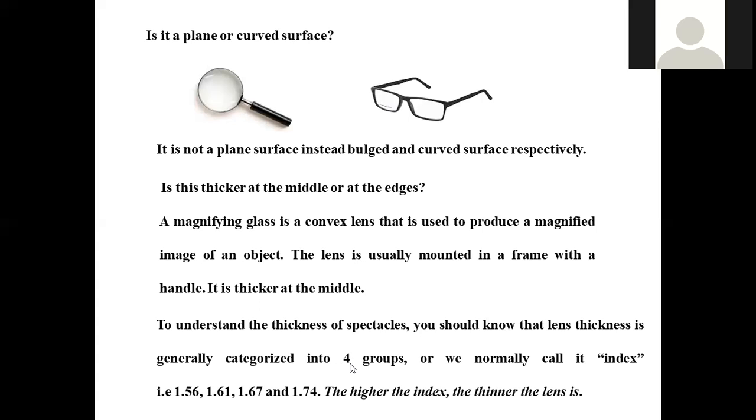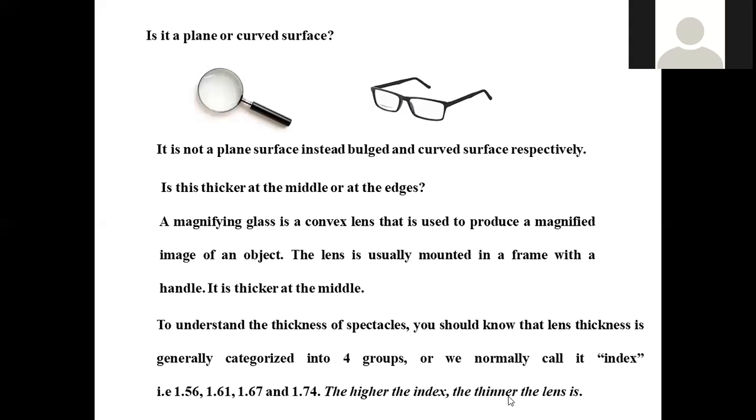In that case, 4 different categories are mainly found. In order to identify the thickness of the spectacles, 4 different categories are found. These are said to be index. Okay, 1.56 index, 1.61 index, 1.67 index, and 1.74 index will be there. So the index is a parameter used to measure the thickness of the spectacle we are using for the vision defect, right? So if the index is higher, that indicates it will be very thin in nature.